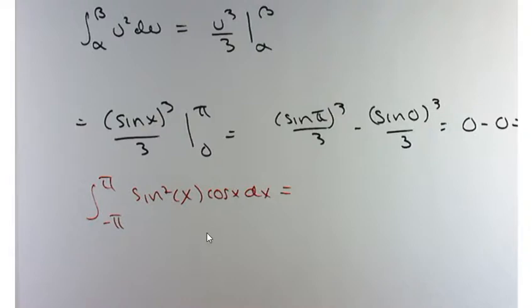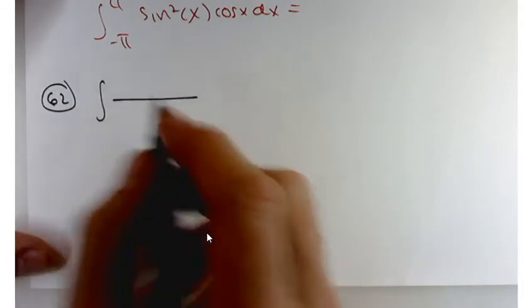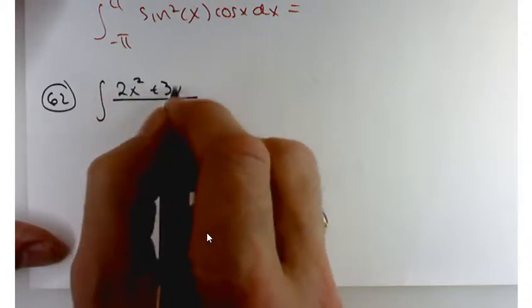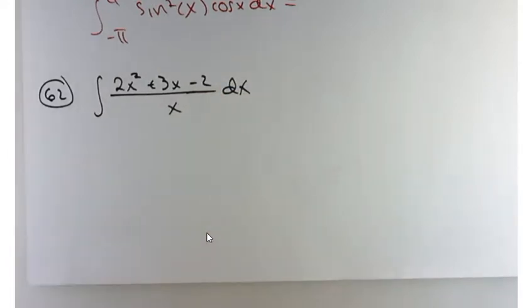Okay. Let's try problem number 62. It's just a quick problem, but it's got a neat little trick in it that I'd like you to see. So, problem 62. The integral of 2x squared plus 3x minus 2 over x dx. There is no quotient rule for integrals, period. Not even anything close. In section 8.2, we're going to get something close to a product rule for integrals. Close to, it's not really a product rule.